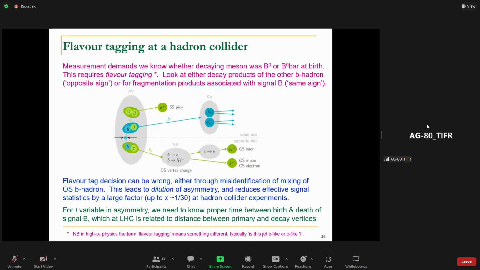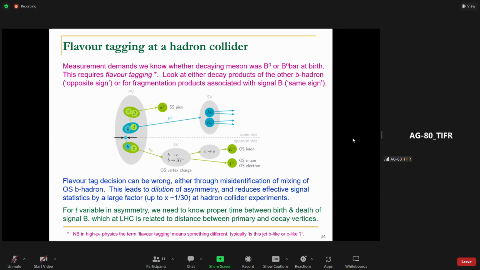But in all these measurements, as my friend there pointed out, you need to know whether you start with a B0 or a B0 bar. So how do you know that? Well, you cannot know that for certain because this is not observable, but you can infer it statistically.